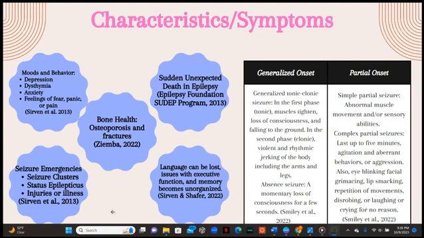They can hurt themselves. Their language can be lost. Their memory is an issue. It becomes unorganized, and they have an issue with executive functioning. In females, their bone health is not that good as it is, but they really get osteoporosis and fractures more commonly than males do. But you also can pass away from epilepsy, and that's called sudden unexpected death in epilepsy.